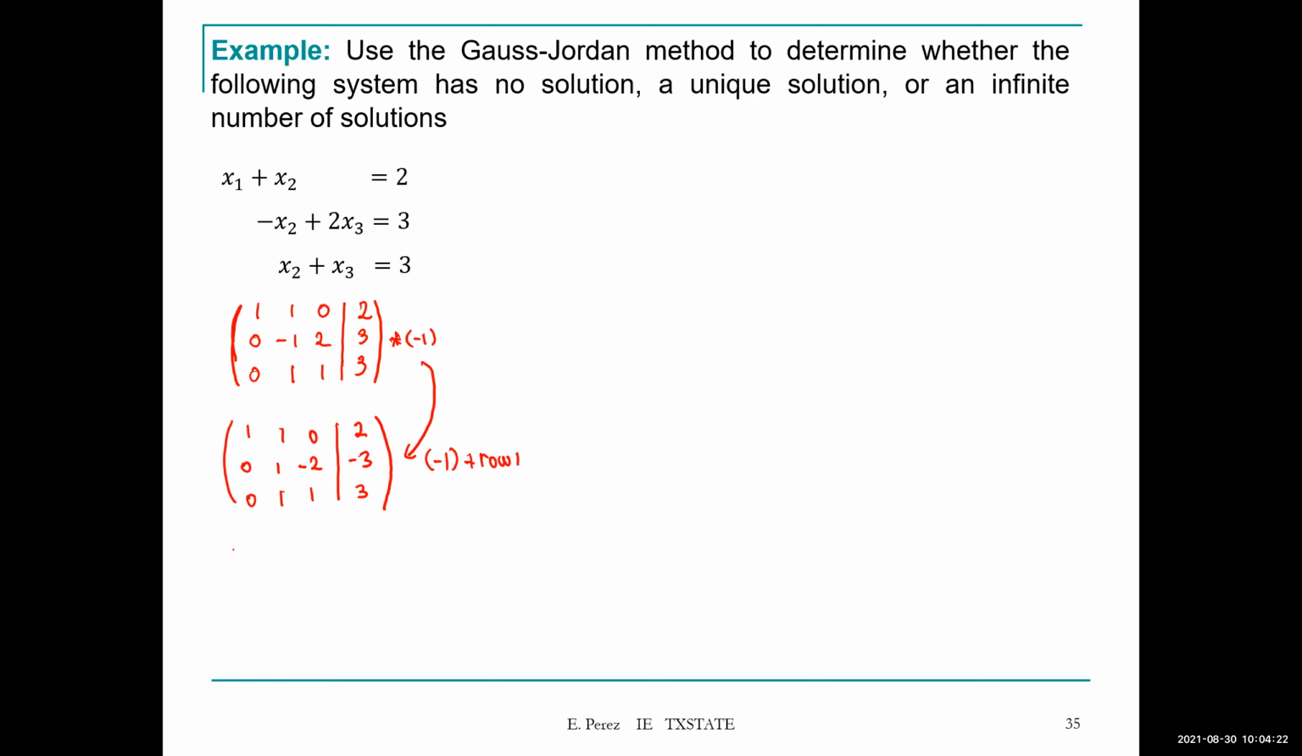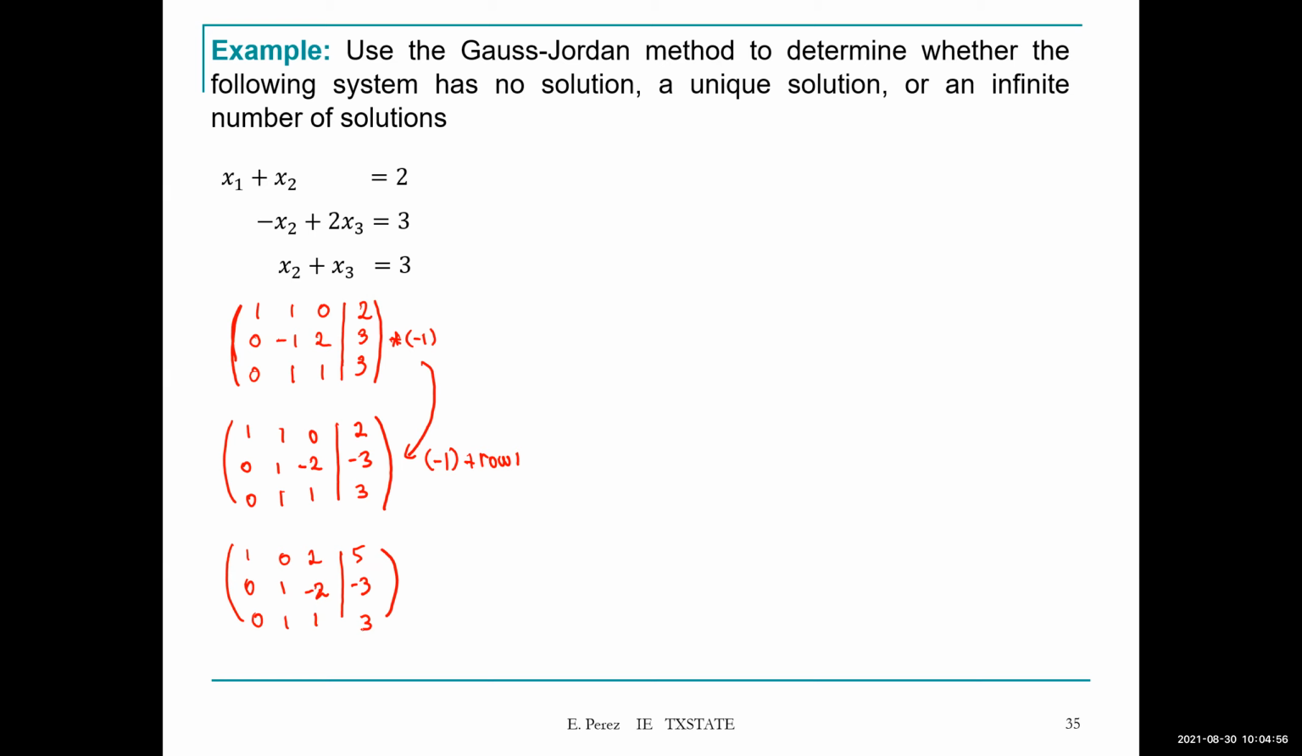So the new matrix is 1, 0, 2, 5. So that's the new row after multiplying row 2 by -1 and adding to row 1. And the rest of the matrix should be the same. 0, 1, -2, -3, 0, 1, 1, 3. Any questions this step? No, good. So we will proceed with the same.